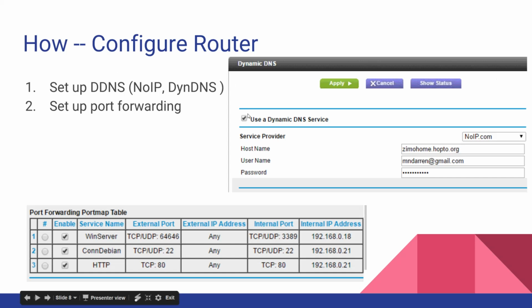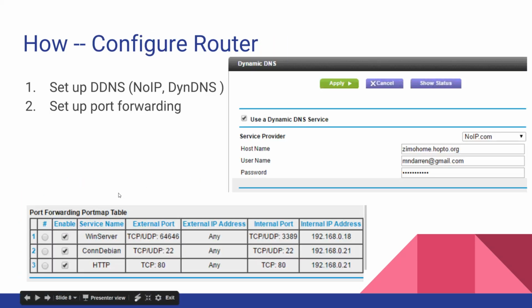And this picture shows the configuration in the router, and we have to mark use the DNS service and choose your service provider. This is noip.com, and set up your host name, username, password. And another step is port forwarding setup. In the port forwarding, there are two important columns. The first one is the external port, and another one is the internal port.